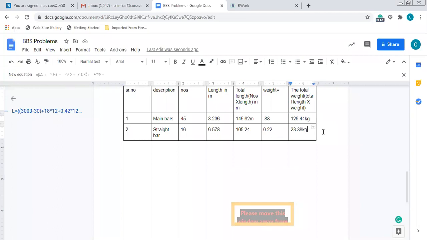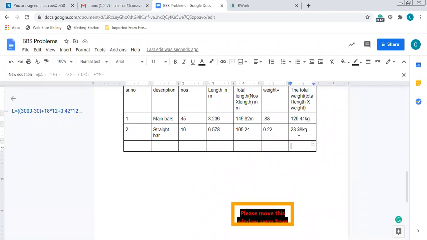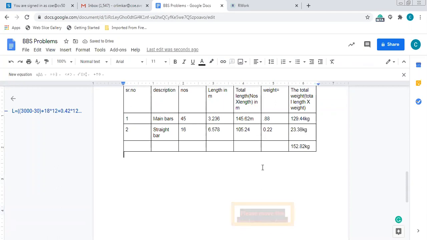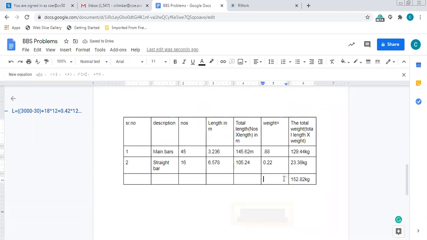And here you can also add the last column as total weight. In the last column you can take the summation of both, that is 129.44 plus 23.38, that comes as 152.82 kg. So this is the total steel which is required for that particular slab.